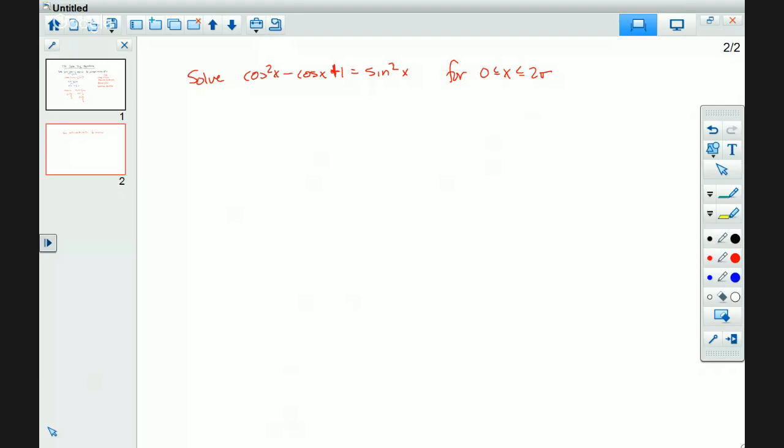Yeah, so there, you're seeing some different ways to go about this. You're thinking. So let's just start here. If we had cosine squared x minus cosine x equals sine squared x minus 1.